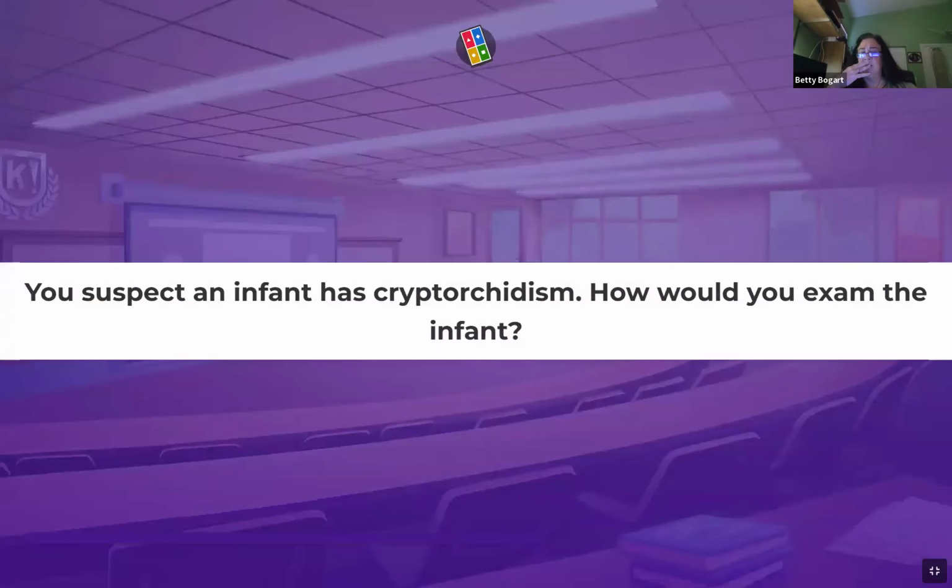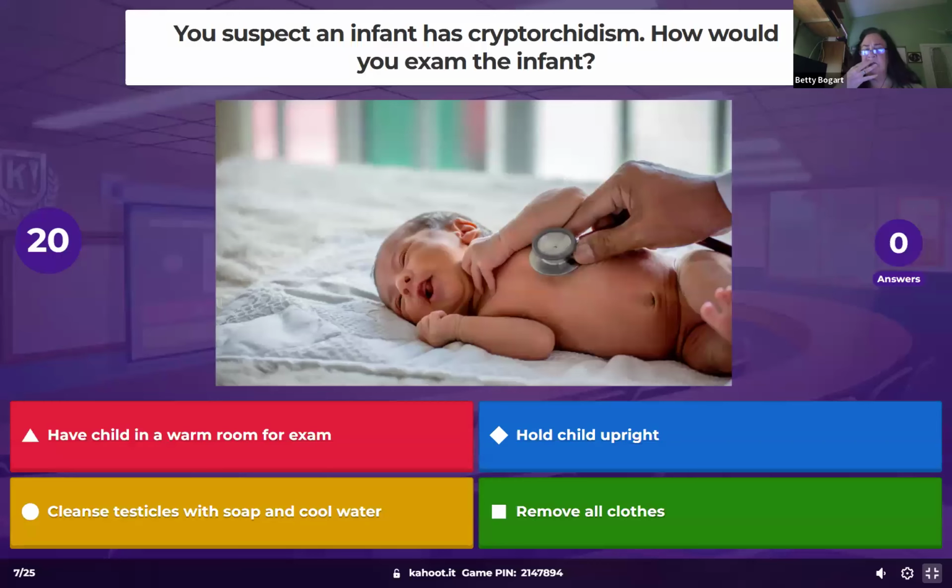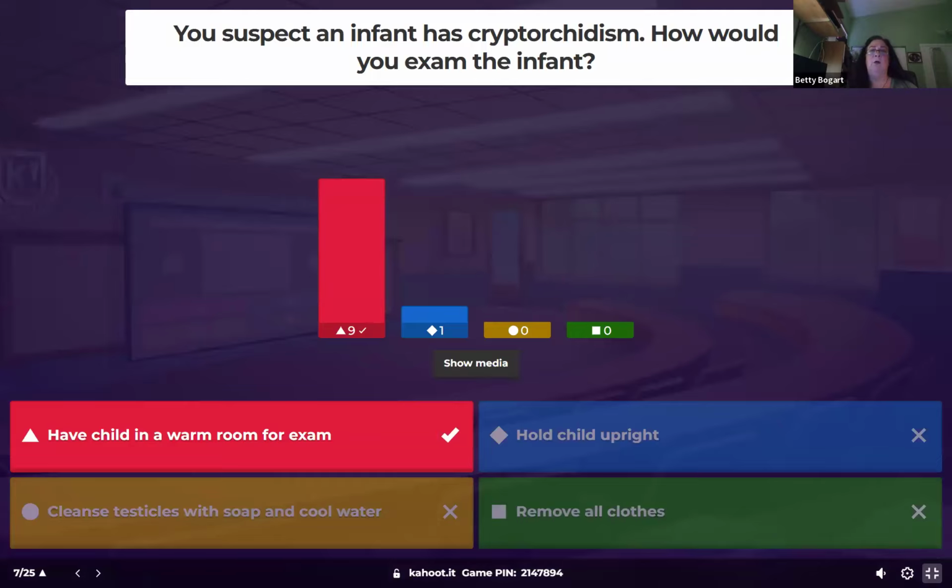You suspect an infant has a cryptorchidism. How would you examine the child? So, men, when they're warm, testicles sag. When they're cold, they go up to protect the testicles. So, if we want them sagging and we want the testicles as low as they can be, warm the room. As simple as that.